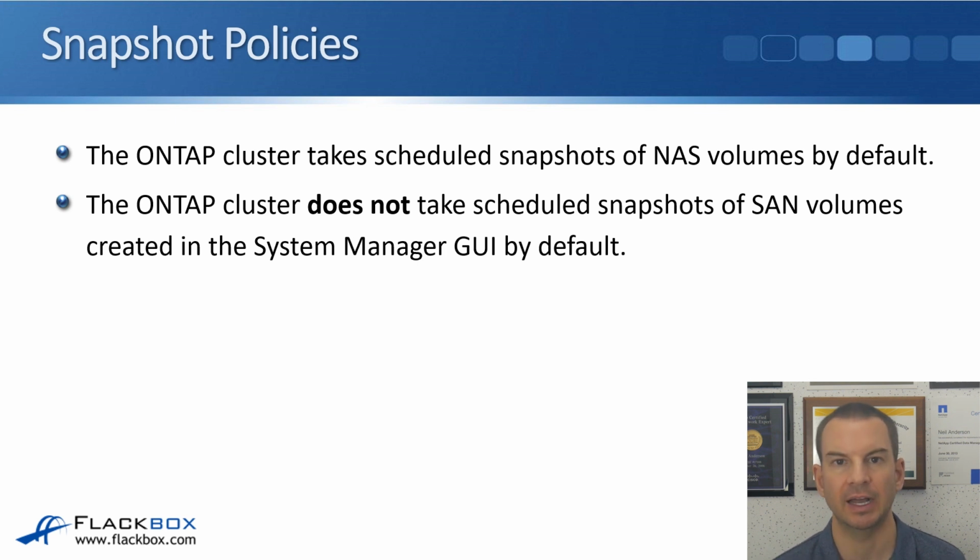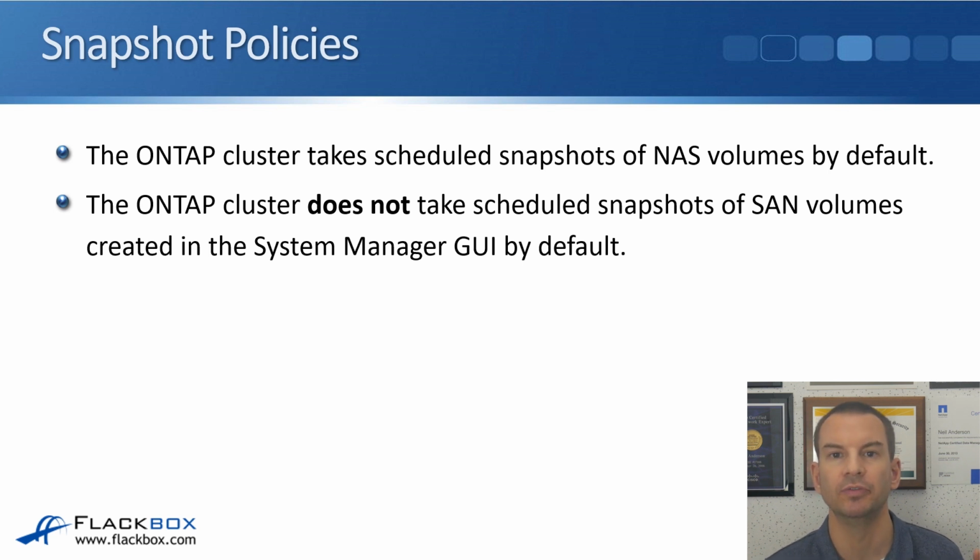And the reason for that is because of the different ways that NAS and SAN protocols work. With your NAS protocols, the ONTAP system itself has complete control of the file system on the volume. So whenever it's time to take a new snapshot, it can easily pause or quiesce writes to that volume so it can take a clean, consistent snapshot.